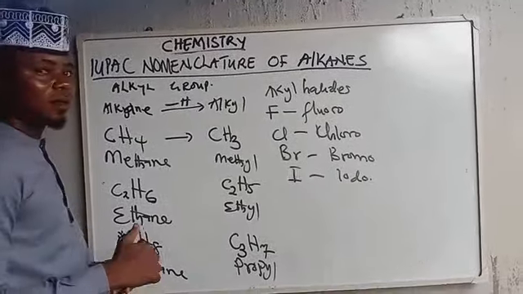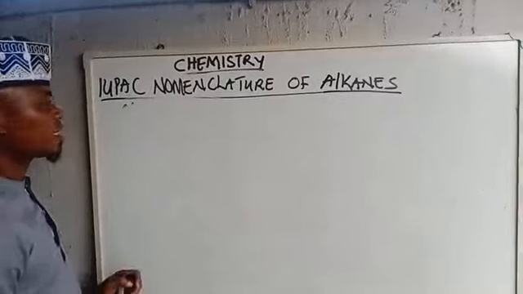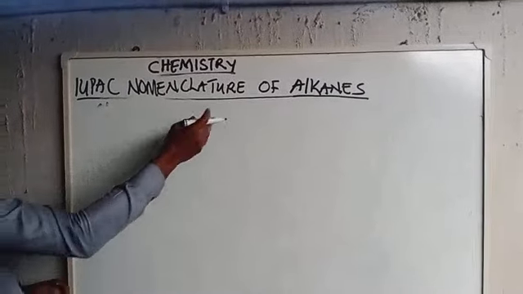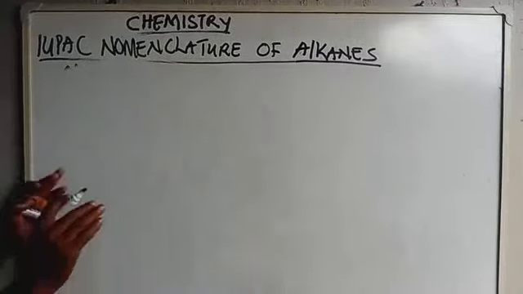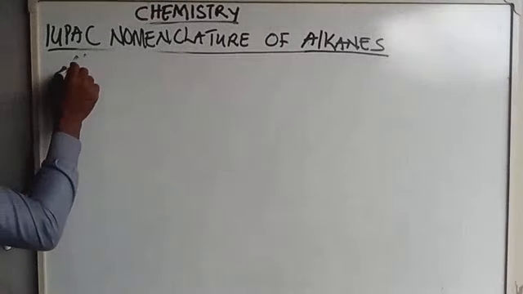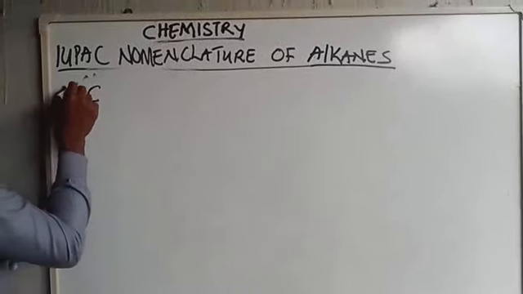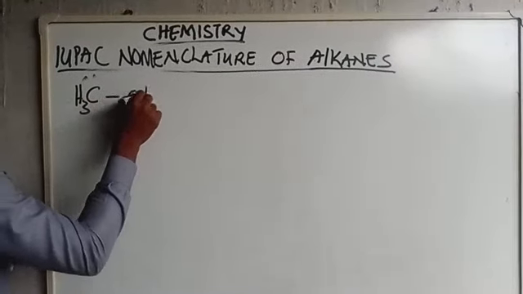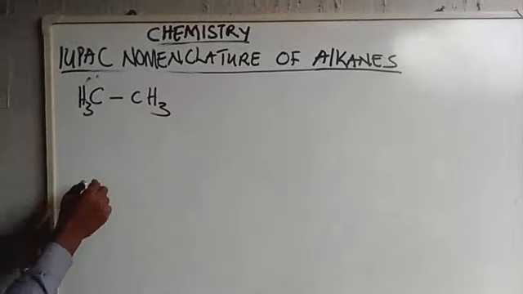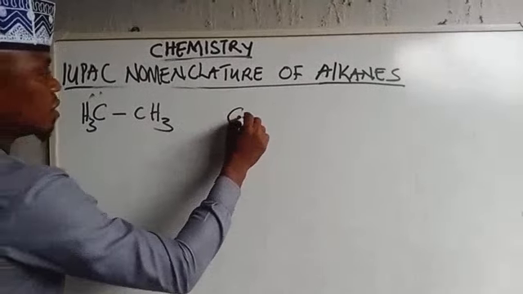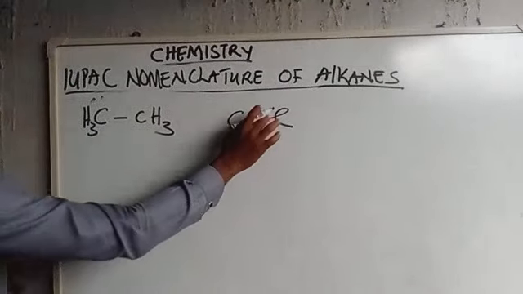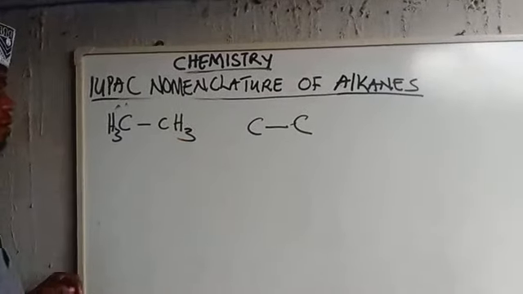Now, I want us to see skeletal representation because it is what I'm going to be using in this study. I'll be using skeletal representation in the study of IUPAC Nomenclature of Alkanes just for simplicity. So, for instance, your ethane has two carbons, CH3 CH3. Skeletally, I'll represent it as CC. I'll remove all the hydrogen.